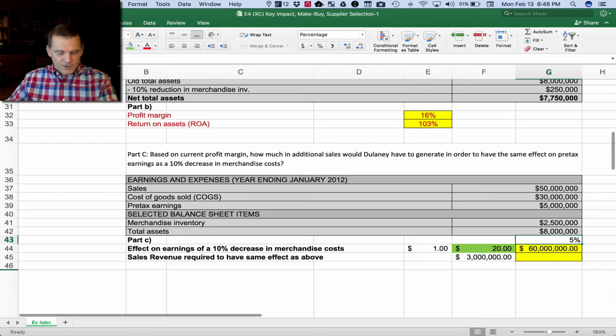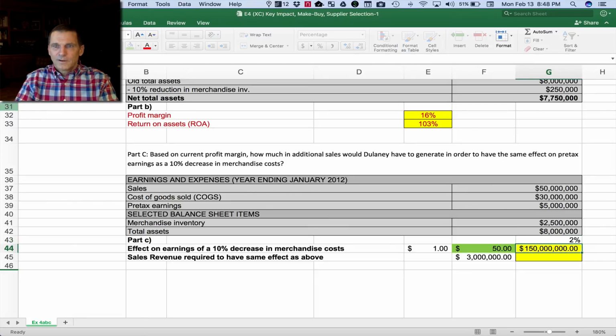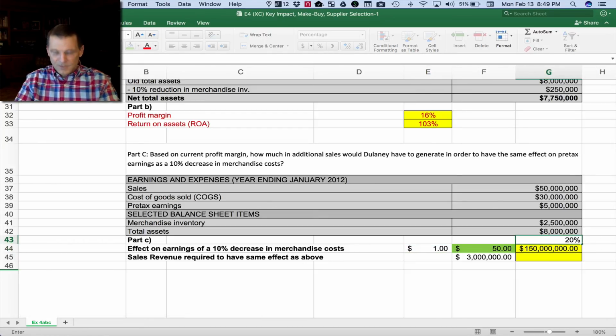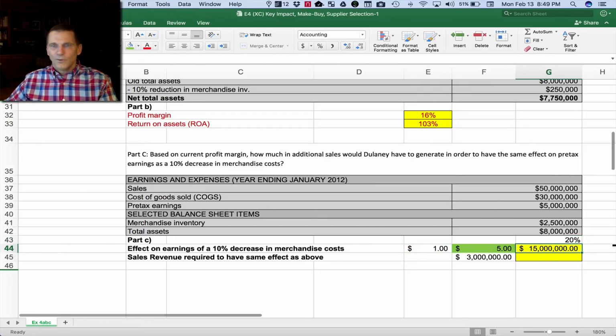What if our profit margin was 2%? Now I got to sell $150 million to get that $3 million in profit. And I got to sell $50 to earn $1 in profit. What if our profit margin was 20%? Well, now every time I sell $5, I earn $1. And to earn $3 million, I only need to sell $15 million. So you see how this works.